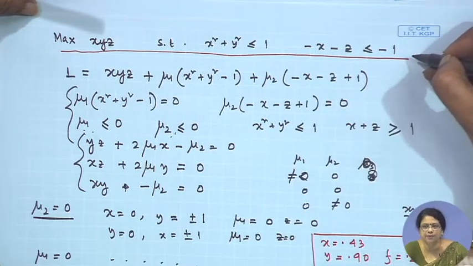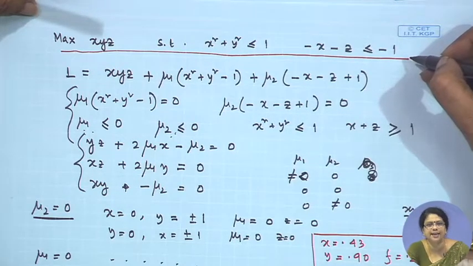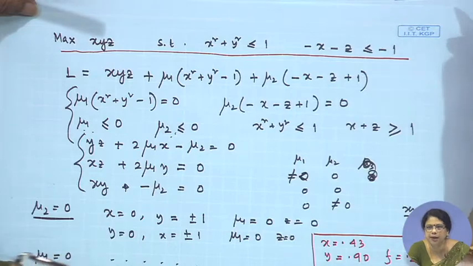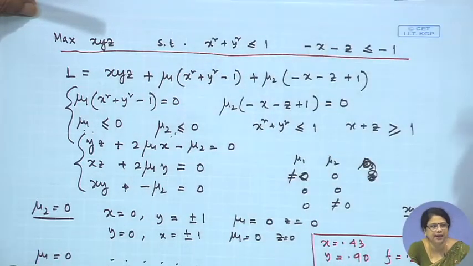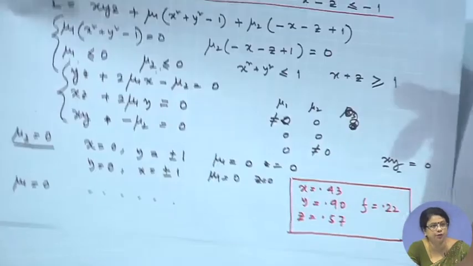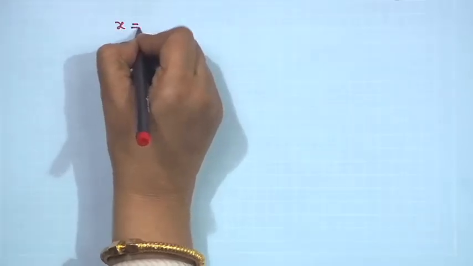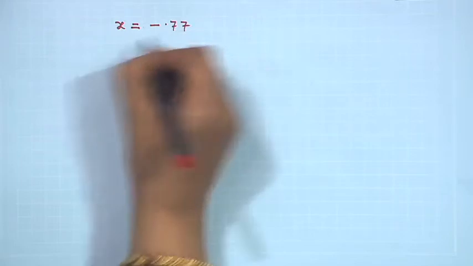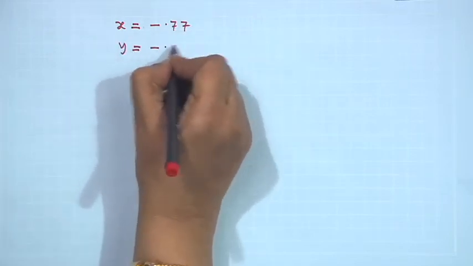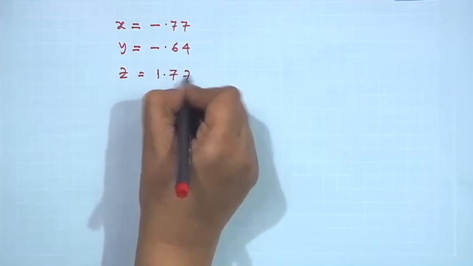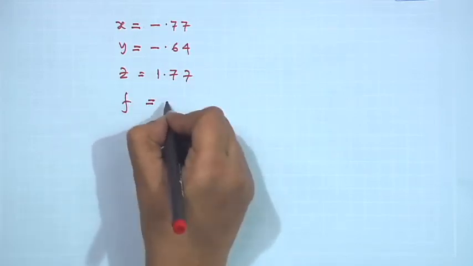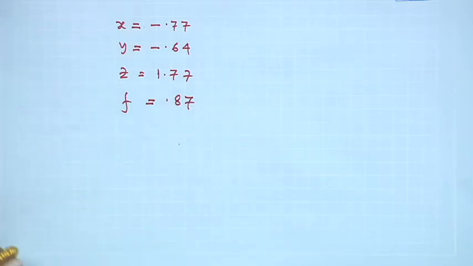That is why, in other words, x, y and z are all free variables; we may consider it that way as well. X can take negative value, y can take negative value, z can take negative value. If we relax that condition, then we will get a better optimal solution for the same problem: x is equal to minus 0.77, y is equal to minus 0.64, z is equal to 1.77, and the corresponding f is a better 0.87.